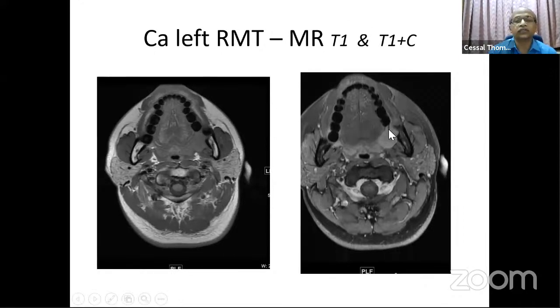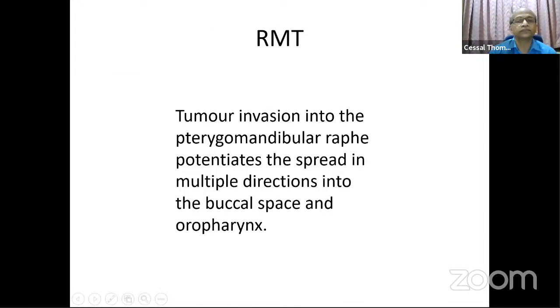And here the lesion is actually confined to the retromolar trigone. It is not extending to the buccinator muscle, and also it is not extending posteriorly to the superior constrictor muscle. So just remember, tumor invasion into the pterygomandibular raphe potentiates the spread in multiple directions into the buccal space and oropharynx.